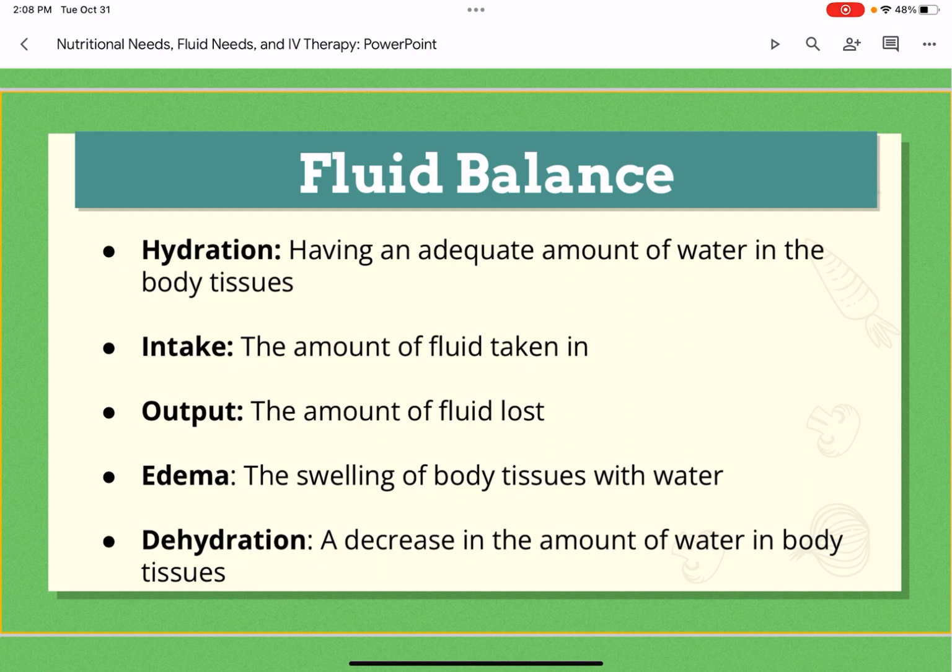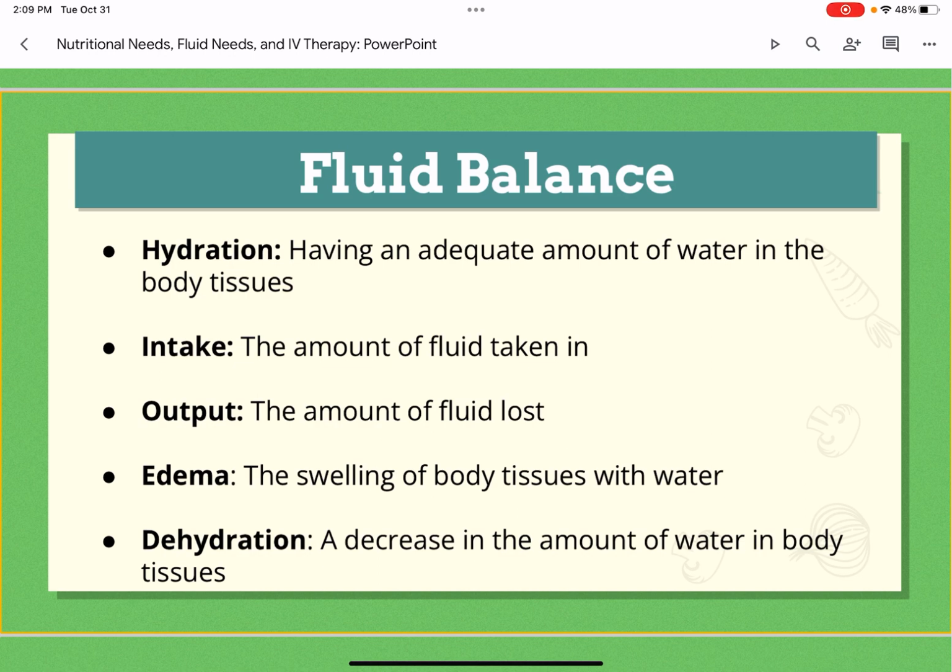An adult needs 1,500 milliliters of water daily to live. About 2,000 to 2,500 mLs are needed for normal fluid balance. To stay hydrated, fluid intake must roughly equal output. So hydration refers to having an adequate amount of water in body tissues. Intake is the amount of fluid taken in. Output is the amount of fluid lost.